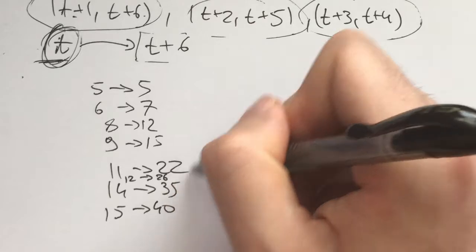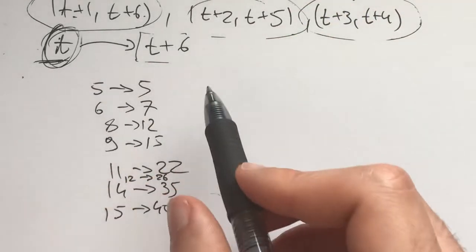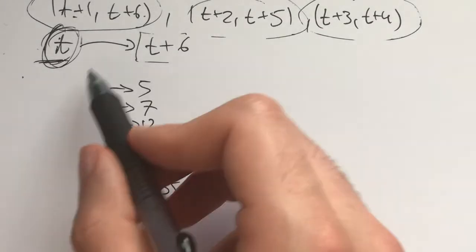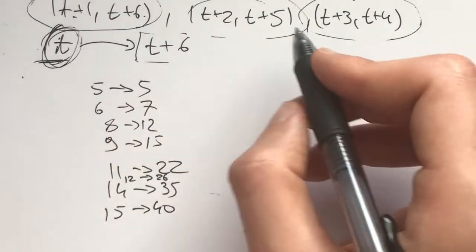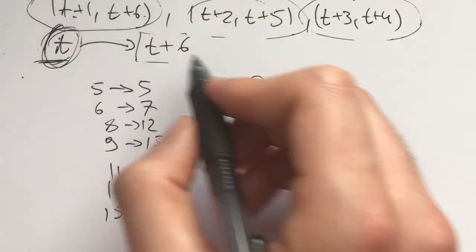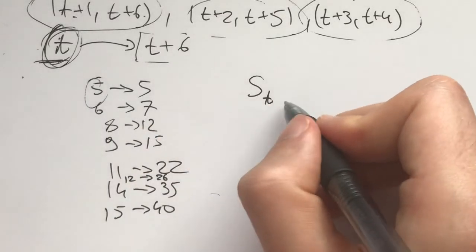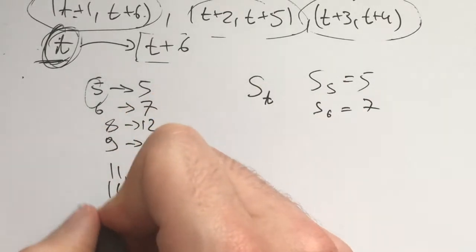Is there any pattern that emerges once you look at these numbers? This is one question to keep in mind. I maybe invite you to take 5 minutes and figure out if there is. But the other thing is, let's look at it recursively. Let's make that the sum for t. So the sum for 5 is equal to 5, the sum for 6 is equal to 7, and so on.